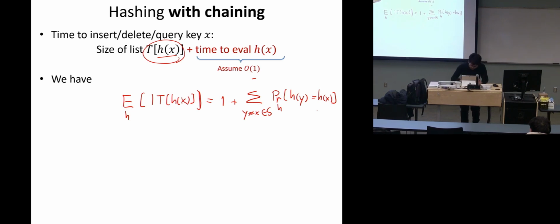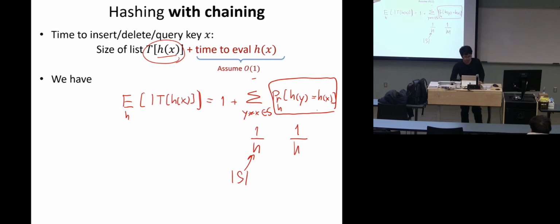Okay. So can you tell me what is this? Given that h is random, it is 1 over however many things in the original list. So there are many things, like I have a choice for you. There is 1 over n, where n is the size of your set. Or 1 over m, where m is the size of the array. Which one? Over n.